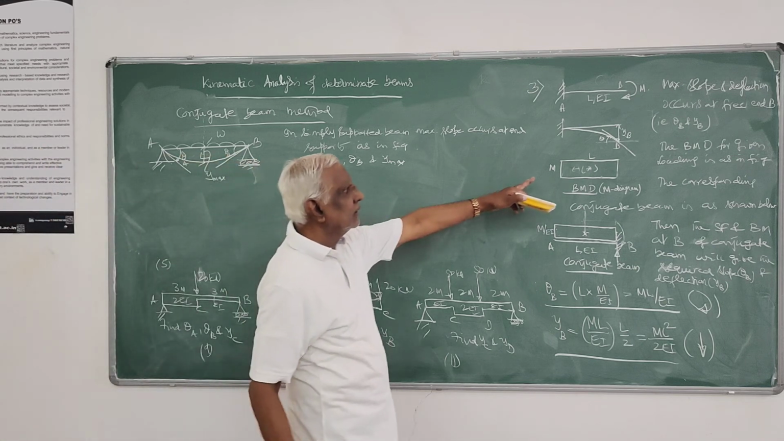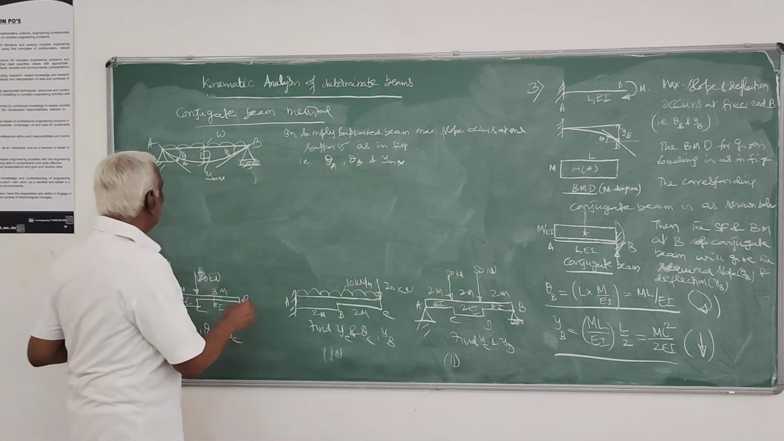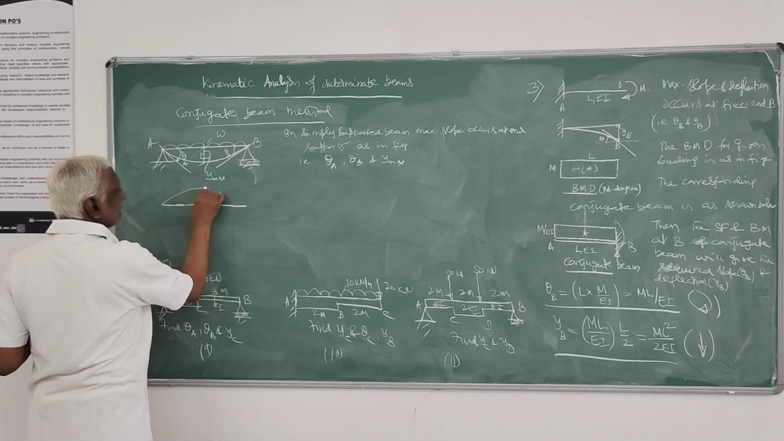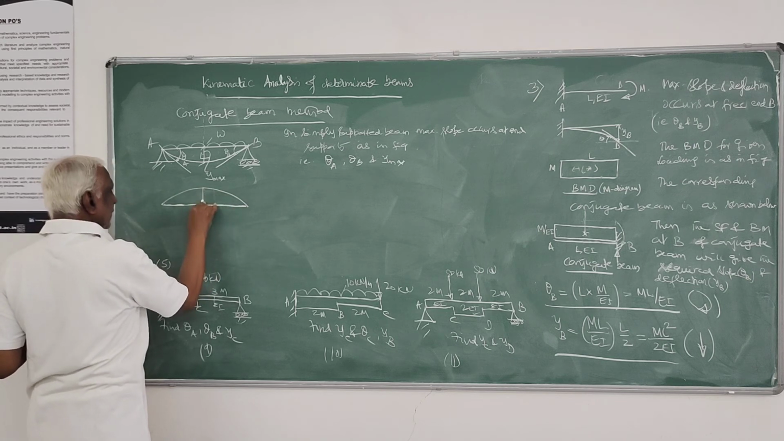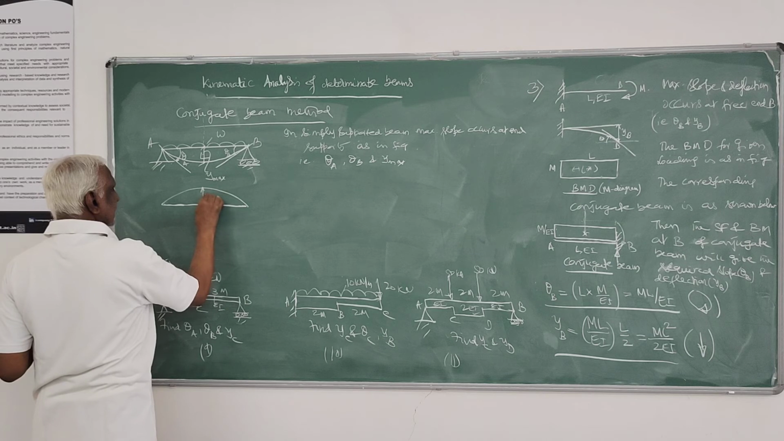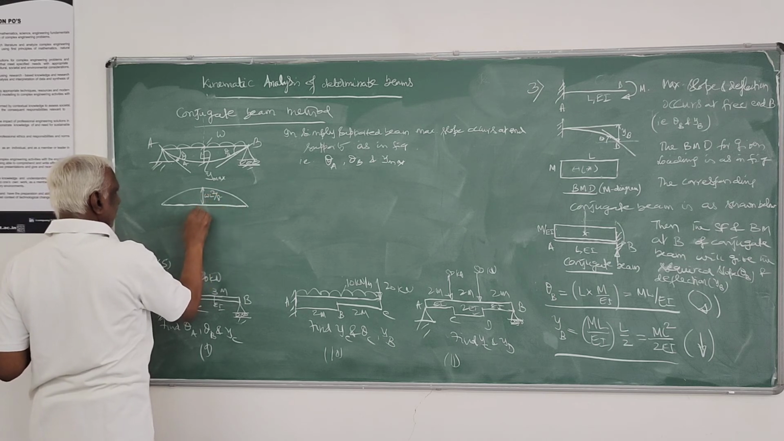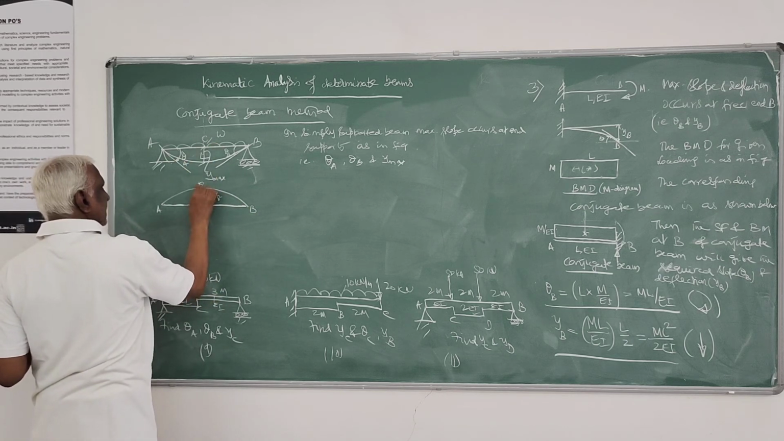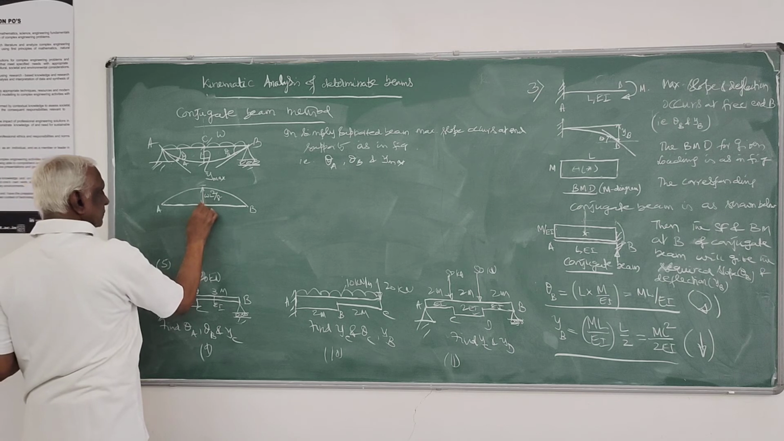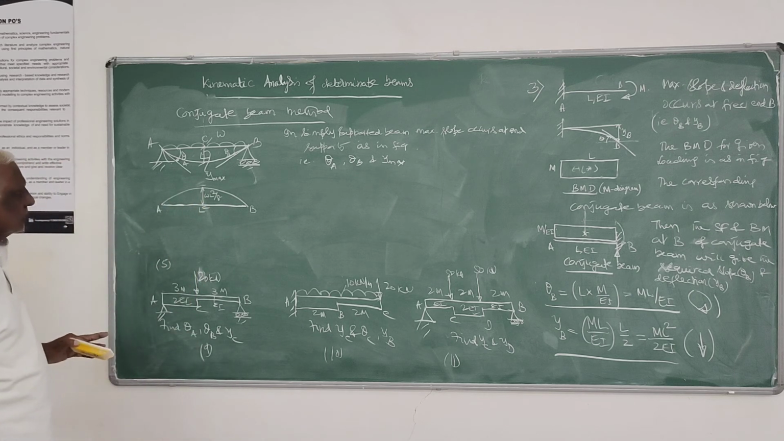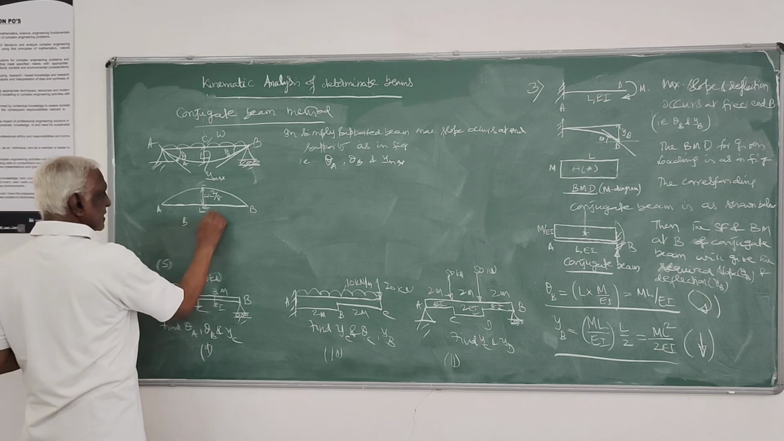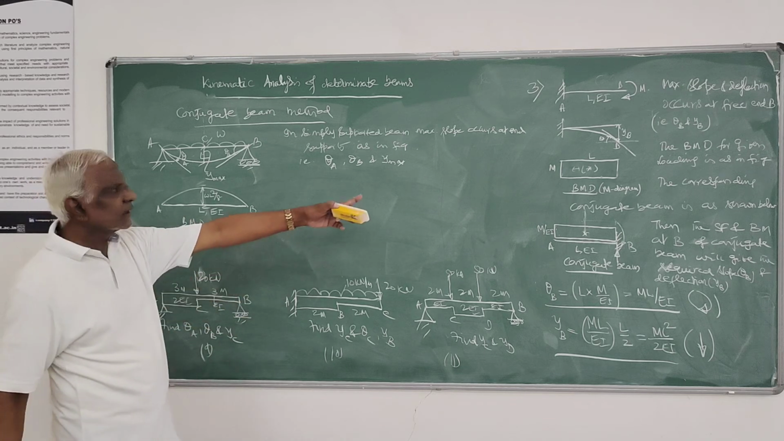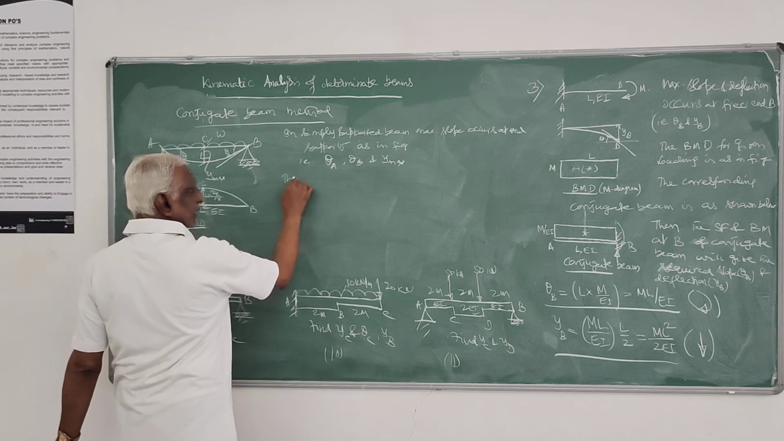So next step, I have to draw the bending moment diagram. So what is the bending moment diagram for this case? Parabolic. It is parabolic, W L square by 8, and its maximum ordinate will be at the center. This will be W L square by 8 and this is AB and this point I will call C point. Okay? Of course L is AB. That's it.